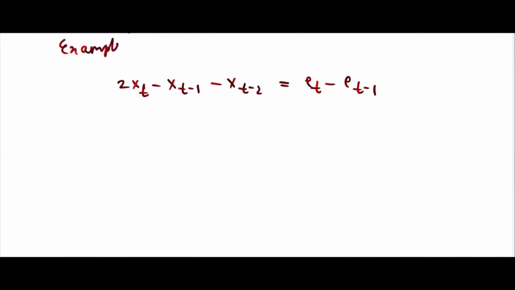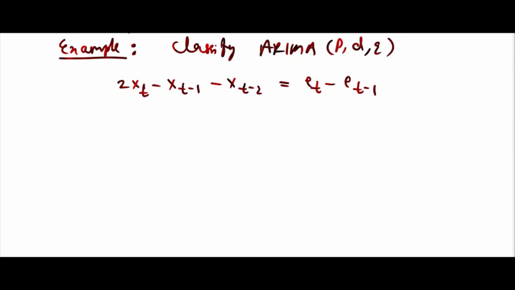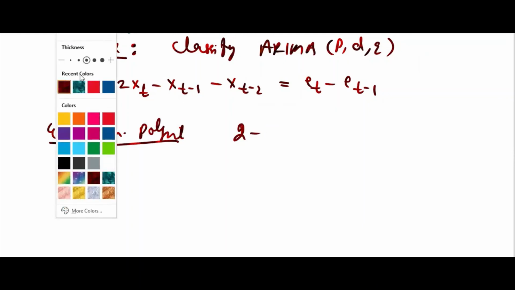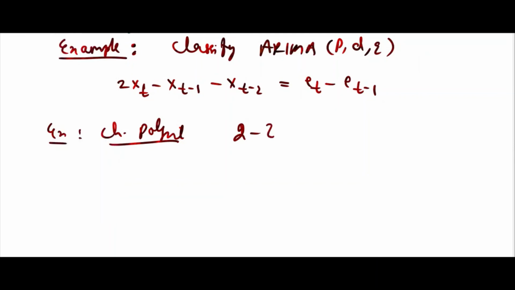See, if I write something like this, this is the example: classify ARIMA p, d, q. So if you consider this example, I will write the characteristic polynomial, and it will be 2 minus z minus z square, that is equal to 0, then z square plus z minus 2 equals 0.